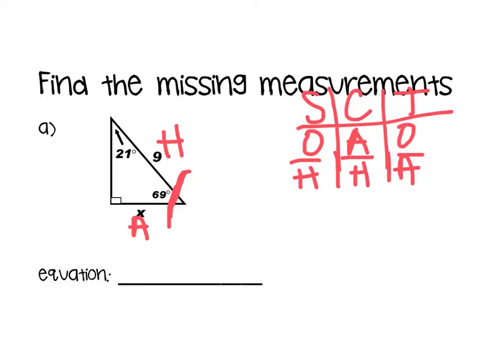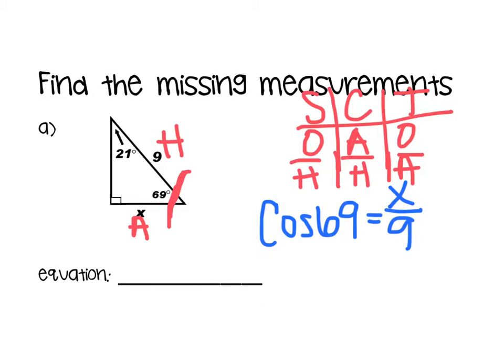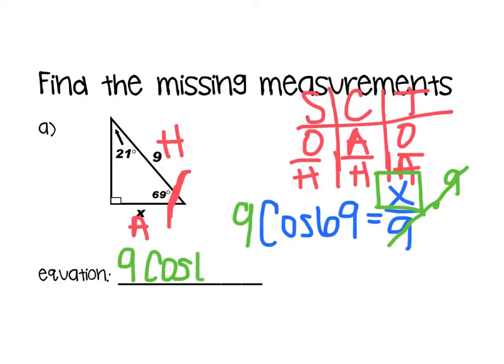So to solve this problem, I know that the cosine of 69 degrees is equal to my adjacent, which I don't know, it's x, over my hypotenuse, which is 9. I need to know what x is. That's the whole problem here. So to do that, I can multiply by 9 to cancel it out on one side, multiply by 9 on this side. So my equation is x equals 9 times the cosine of 69.